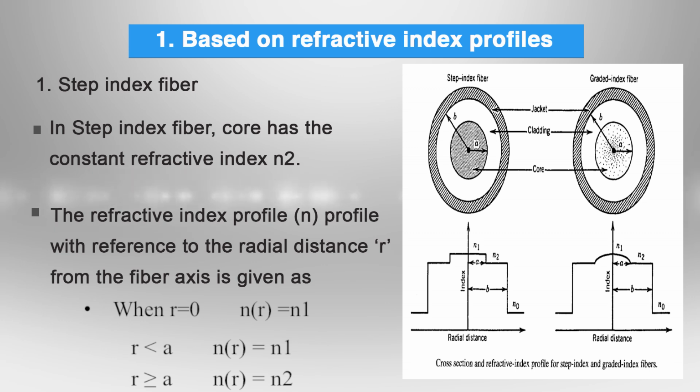Hence, the refractive index profile N with reference to the radial distance r from the fiber axis is given as N(r) equals N2 if r is less than a, and N(r) equals N1 if r is greater than or equal to a, where a is the core radius of the optical fiber.